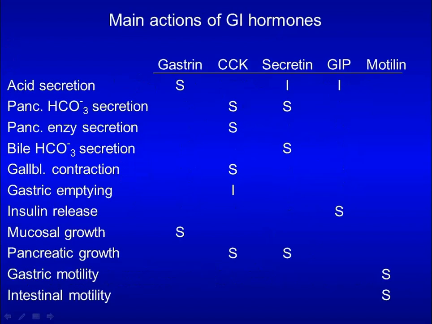Here is a summary of main actions of GI hormones. Most of these hormones stimulate the process listed here, except three. CCK inhibits gastric emptying. Secretin and GIP inhibit acid secretion. That's why these three are enterogastrones.